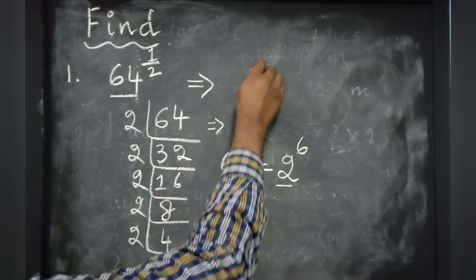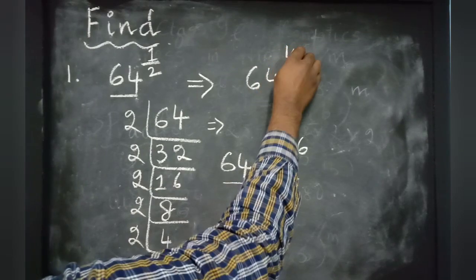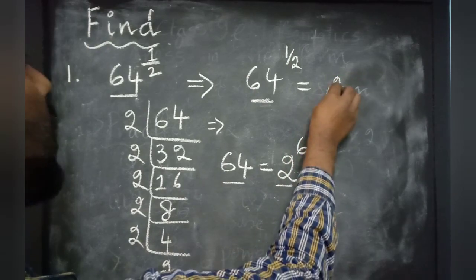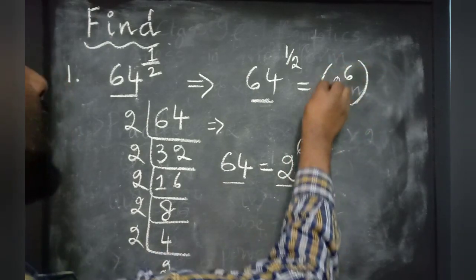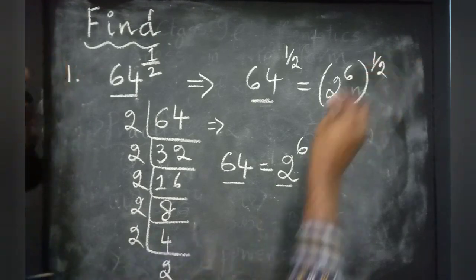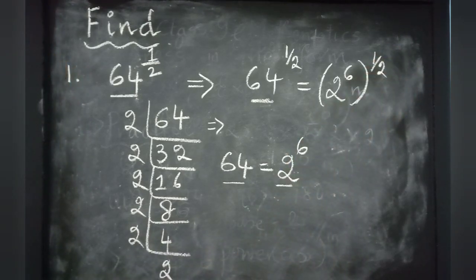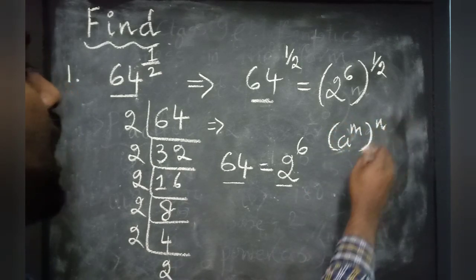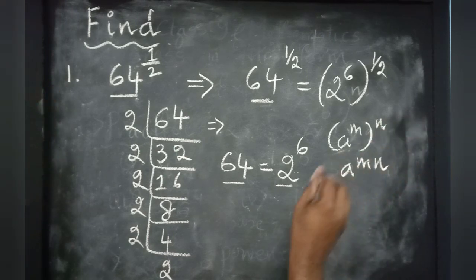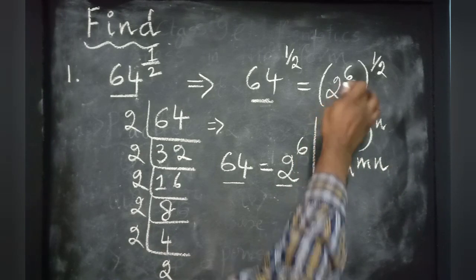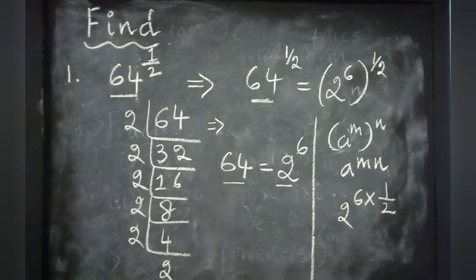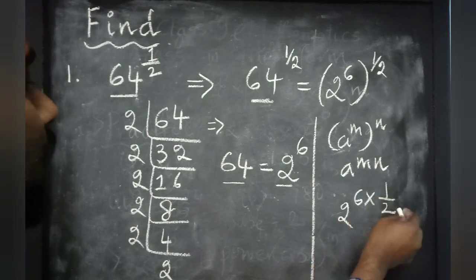Now I'll solve this: 64 to the power 1 divided by 2. I can write 64 as 2 to the power 6, so it becomes 2 to the power 6, whole power 1 divided by 2. Now using the second law of exponents, a power m whole power n can be written as a power m n. Now write 2 to the power 6 into 1 divided by 2.